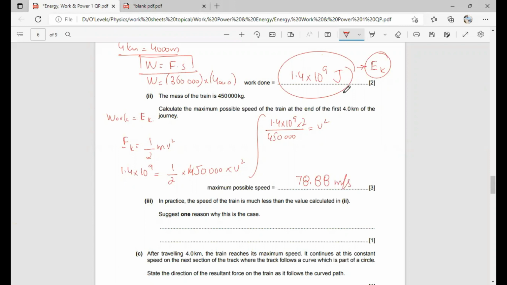Now, in practice, the speed of the train is much less than the value calculated. It's the same reason that we have given earlier. What should be the reason? Some energy is lost in the form of heat due to friction, but we can use a single word because the train is moving on a track. So friction or air resistance.